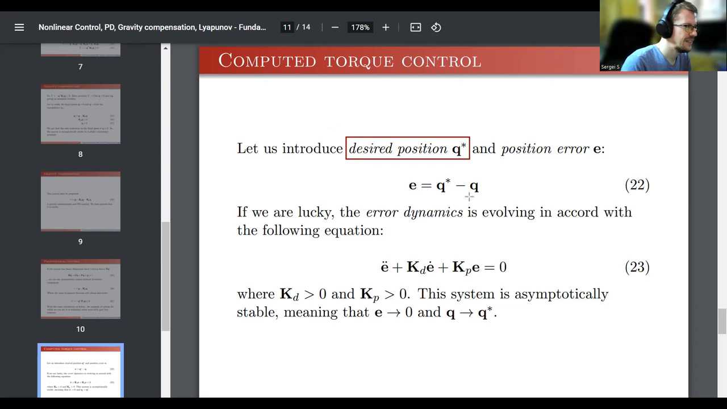We stabilize a single position, but not the origin, somewhere else. This position somewhere else is Q star. We want to drive it there. Like you can imagine, the robot arm sits like this. We want it to sit like this. That is not the origin, but we want to do it, right? Sounds reasonable. And we introduce the idea of position error. So the difference between the desired position and the current position. So we want to be at position Q star. We are at the position Q. The difference is the control error.